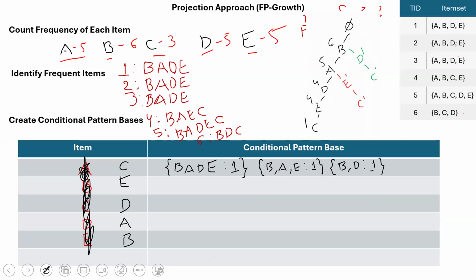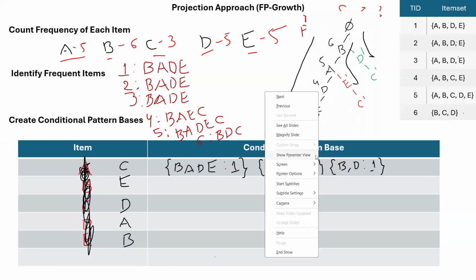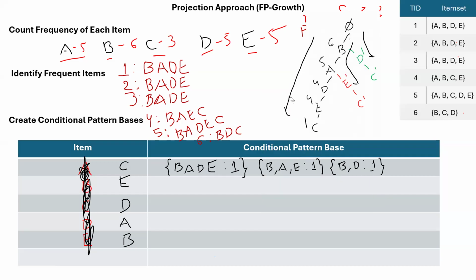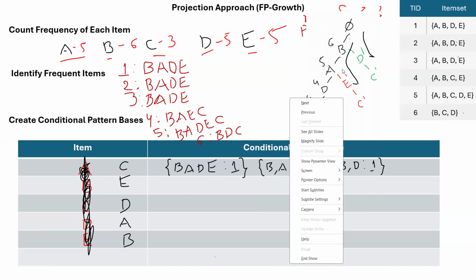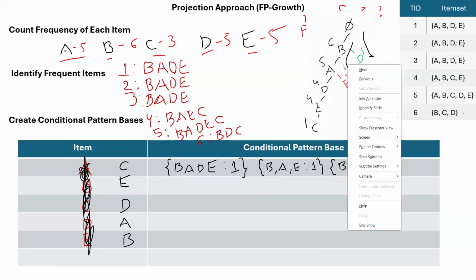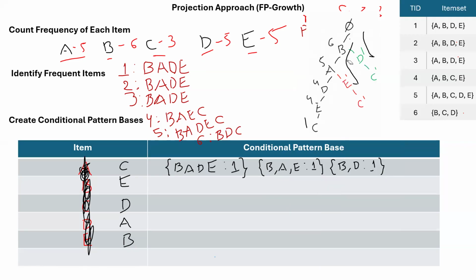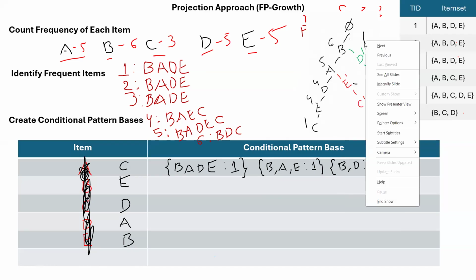BADE is one of the paths. BAD is one of the paths. BA is one of the paths. BD is one of the paths. You have got everything now, all the paths related to C. Now you are done with C. The next step is you have to find out for E now.